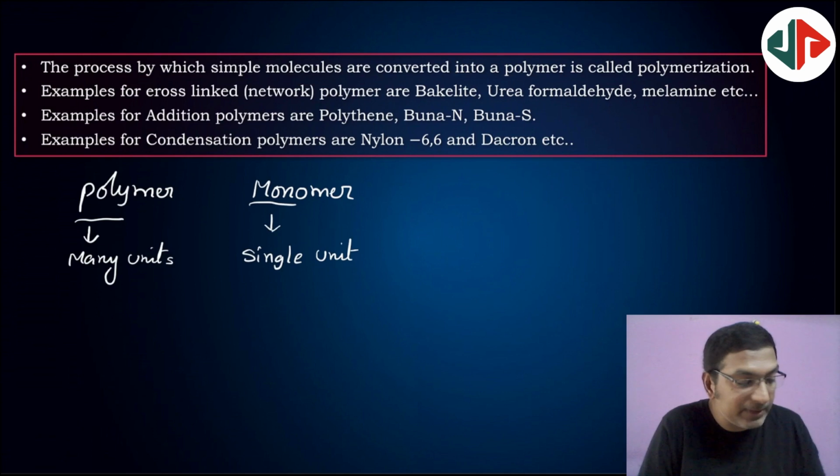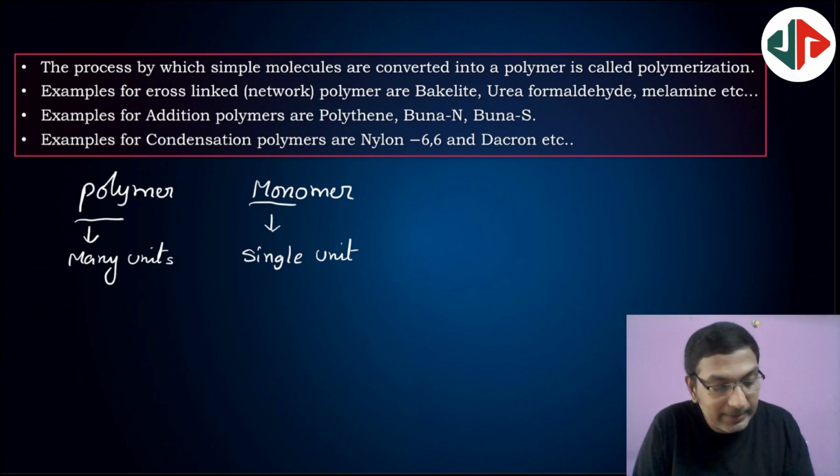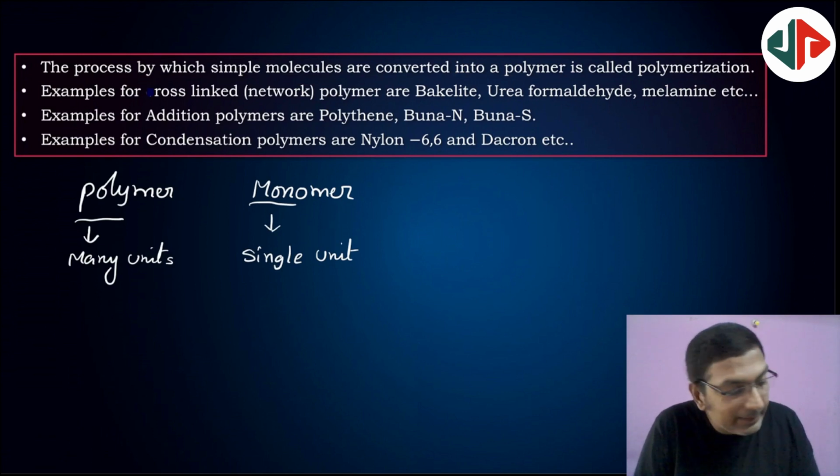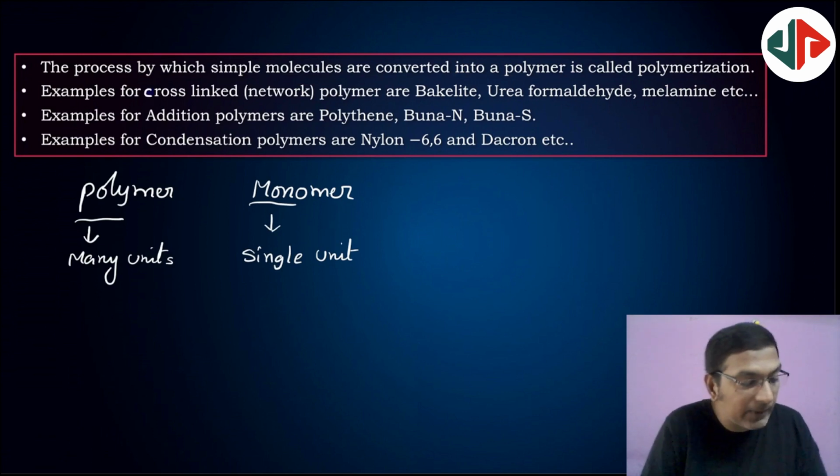Next, examples for cross-linked polymers. Very important. Cross-linked means three-dimensional polymers. That is Bakelite, urea formaldehyde and melamine. These three examples are very important.